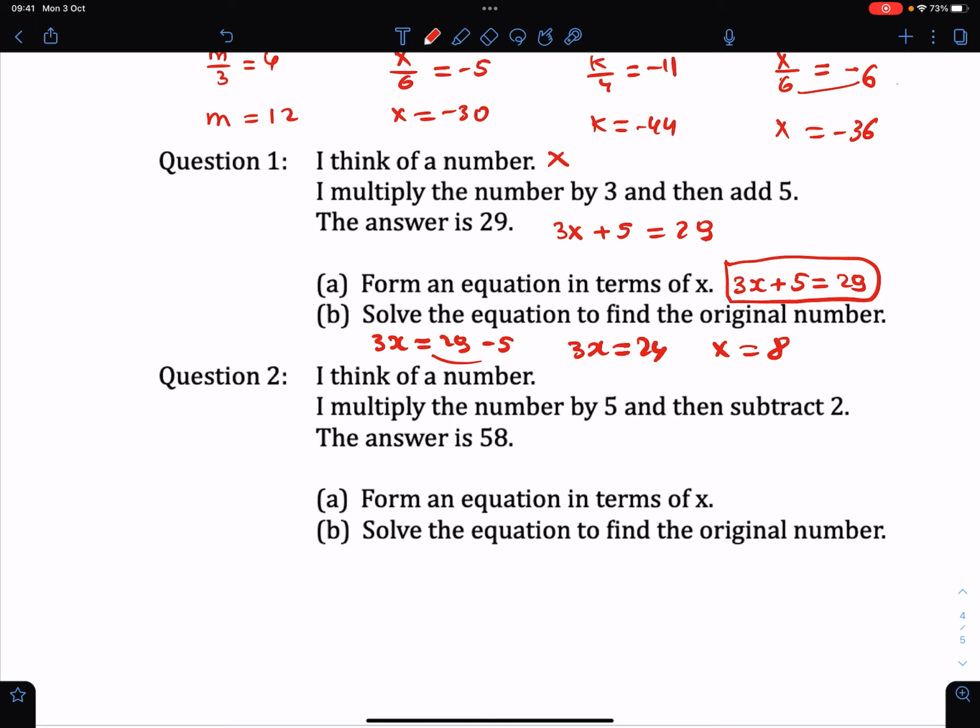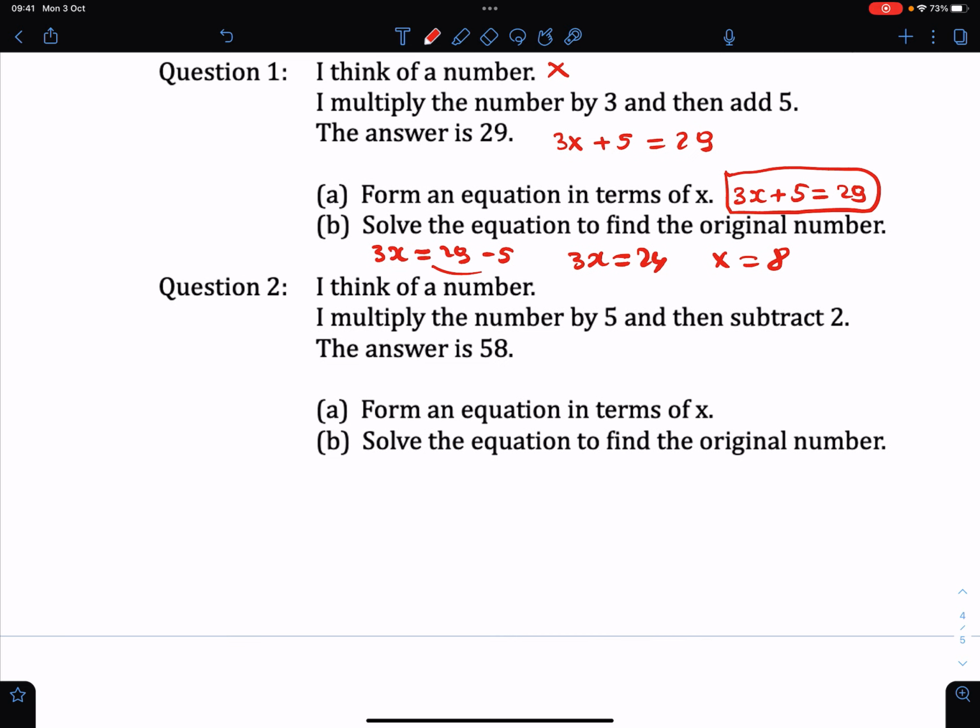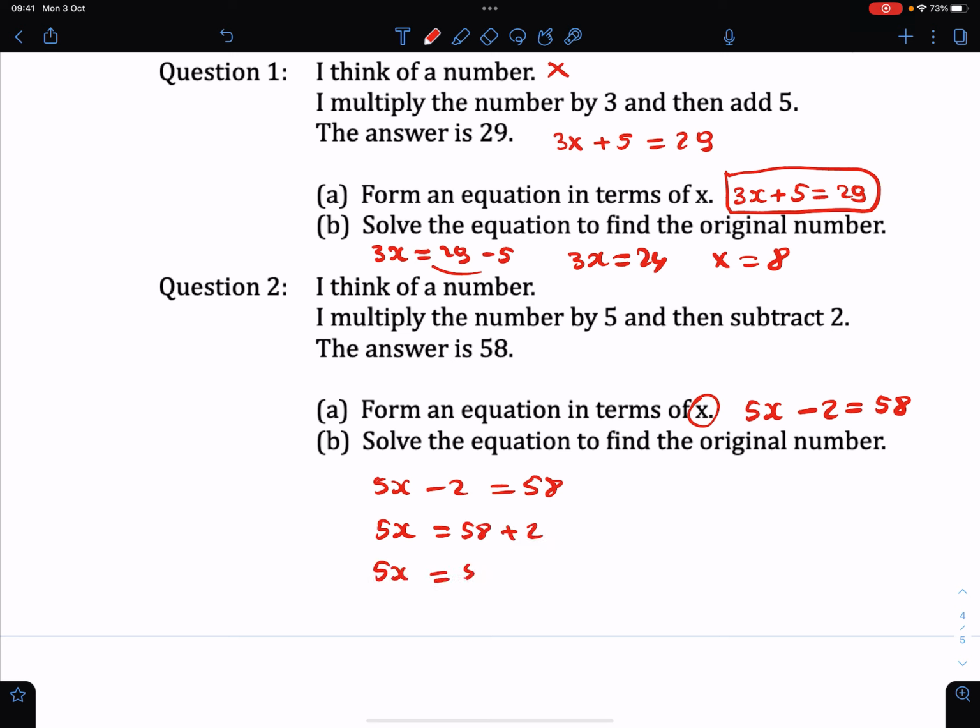Second one. I think of a number, I multiply the number by 5, then subtract 2. So basically 5x minus 2 equals 58, and the answer is 58. So solve this equation. 5x minus 2 equals 58. I'm going to write 5x equals 58 plus 2. So that gives us 5x equals 60. So x will be 12.